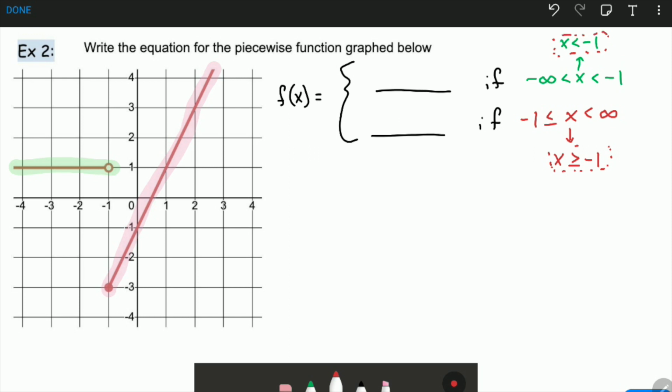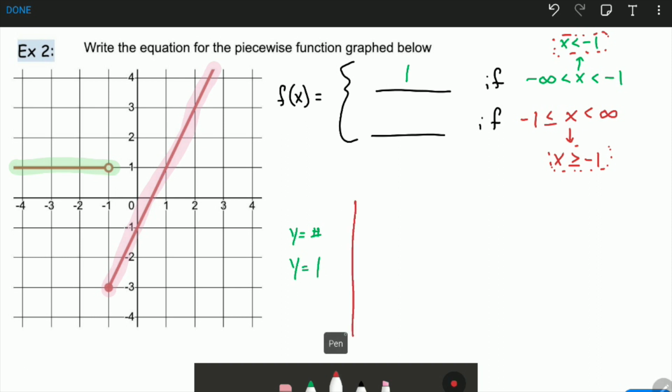Now that we've identified the domain of each piece, let's go back and write the equation for each piece. So I'm going to start with the one highlighted in green. That is a horizontal line, and the equation for a horizontal line is y equal to some number. In this case, that number is the y value of 1. So our first piece, the equation is y equals 1, which means we just have to put 1 for our piecewise function.